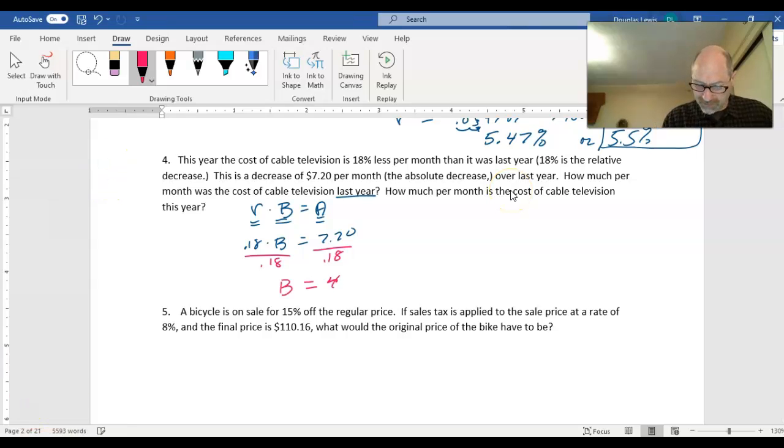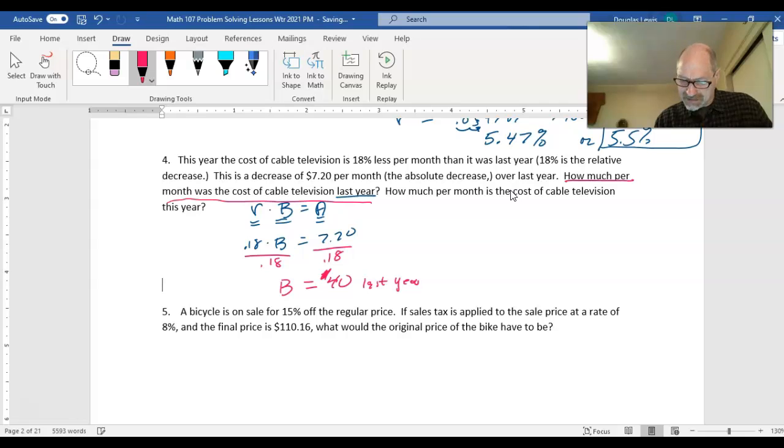So B is equal to 40. And this is the amount before the decrease. Now, it also asks us, how much per month was the cost of cable last year? That's $40. This is last year.